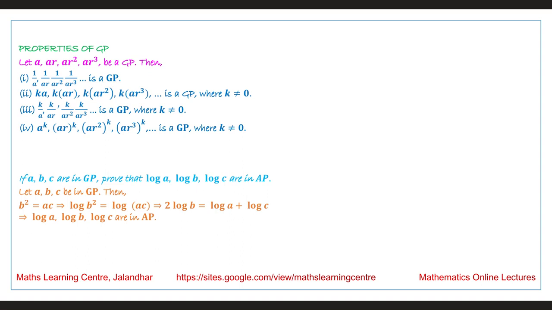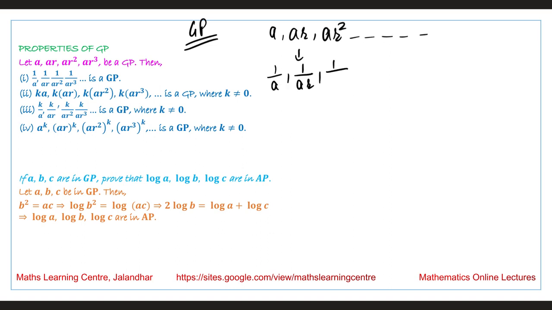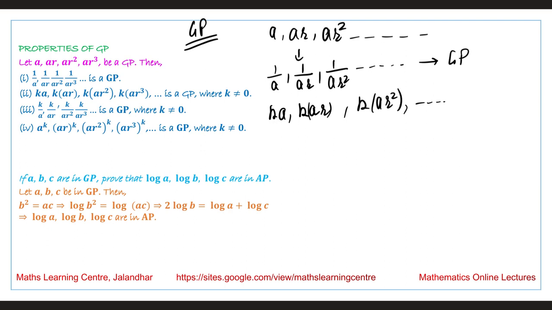So the first property we are going to discuss: suppose we have a GP whose terms are a, ar, ar square, ar cube and so on. This is a GP, this is given to us. Then 1 by a, 1 by ar, 1 by ar square and so on, this is also a GP. If we multiply all the elements of this GP with a fixed constant k, this is also a GP.